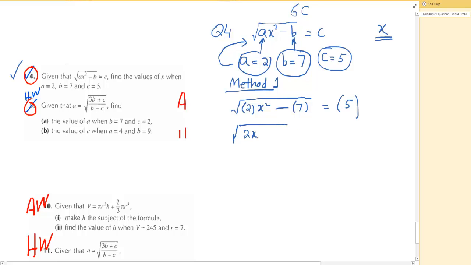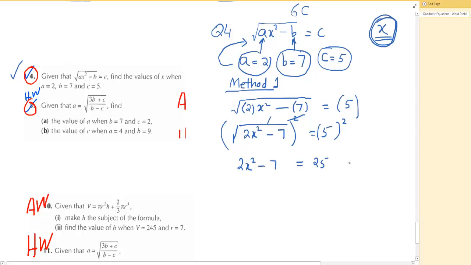So now simplification. 2x square minus 7 is equal to 5. Now I have to find x. To find x, I have to take square on both sides, because square and square root are opposite. They are enemies of each other. It will be cancelled out. So 2x square minus 7 is equal to 25.